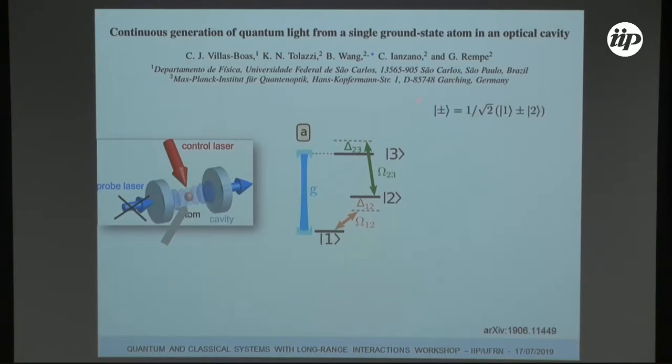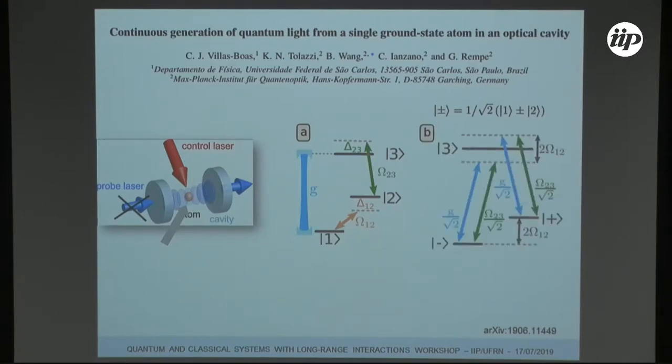To understand this, it's very useful to rewrite the Hamiltonian in terms of the basis of plus and minus. In this case, pay attention because the dressed state here is the dressed state of the coupling field. So plus and minus is a superposition of the two ground states only. Before it was the superposition of 2 and 3. Now it is the superposition of 1 and 2 only. So in this case, what appears here?